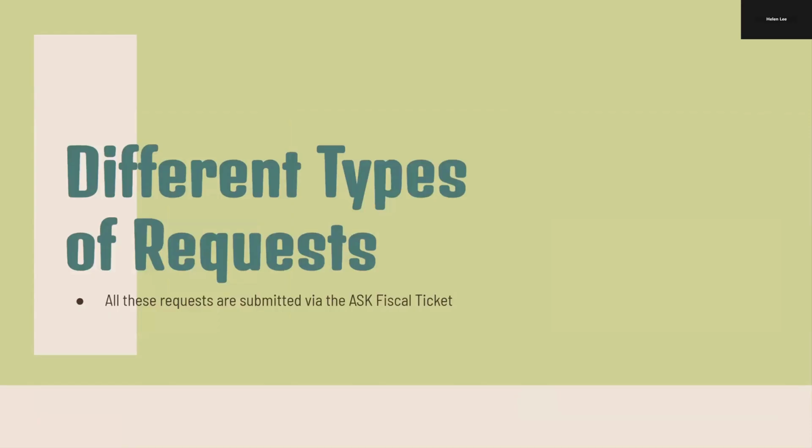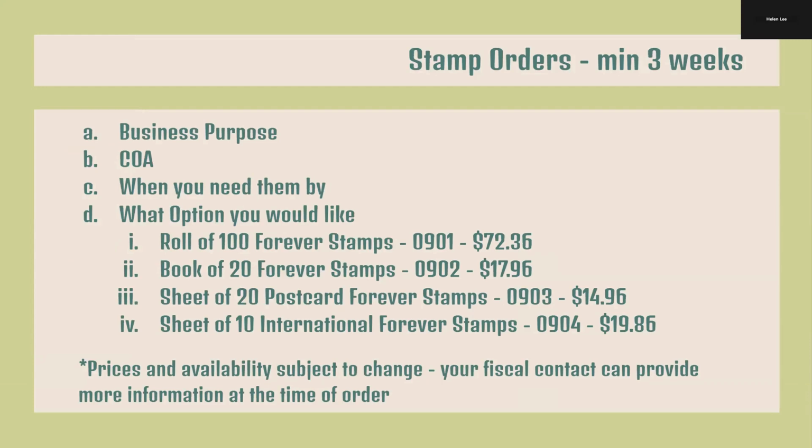Next, we'll go over the different types of requests submitted through the Ask Fiscal ticket. For stamp orders, you'll go ahead and submit an order at least 3 weeks before you need them. When you submit a request, you will provide a business purpose, the COA you want to charge, when you need the stamps by, and what type of stamp category you'd like.